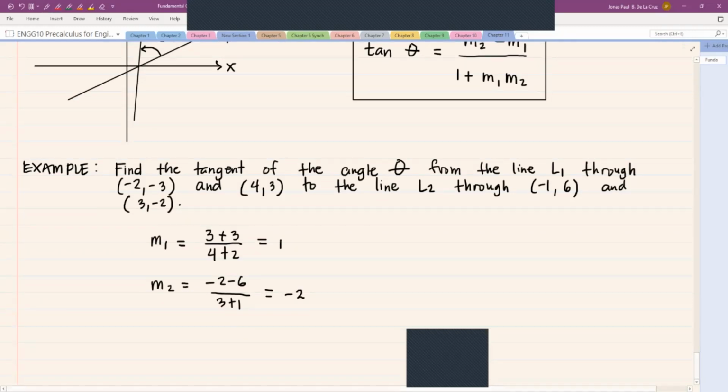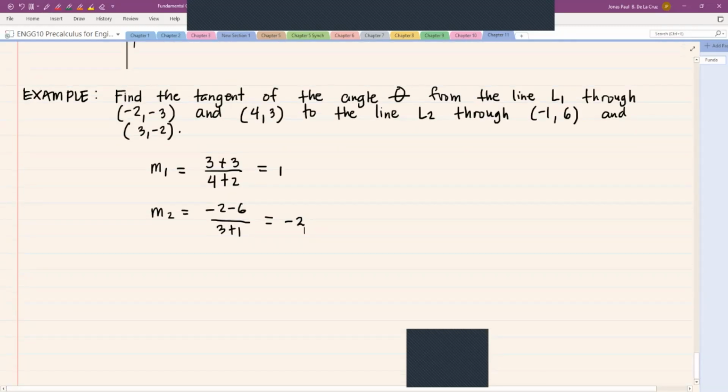So we know m1 and m2, so direct substitution in our formula: the tangent of theta is (m2 minus m1) over (1 plus m1 m2). That's -2 minus 1 all over 1 plus (-2 times 1). So this is -3 over -1, which is +3. So the tangent of theta is equal to 3. Since what is being asked is the tangent of the angle, that is our answer.